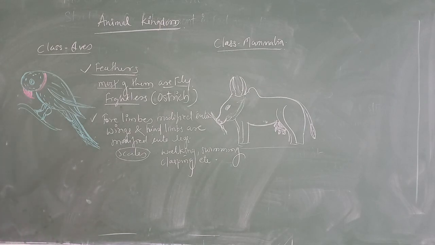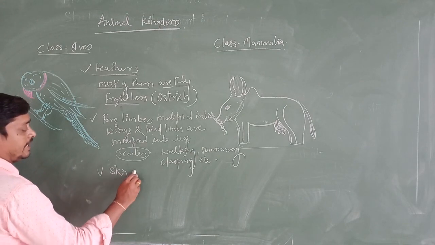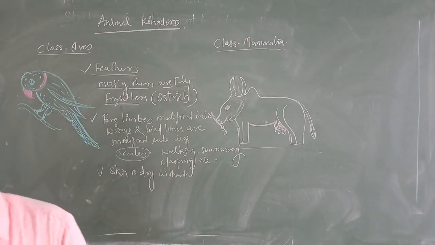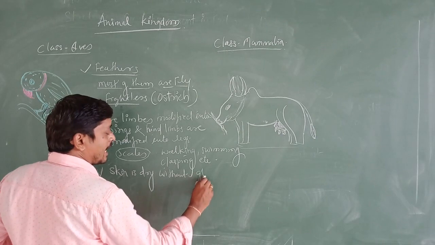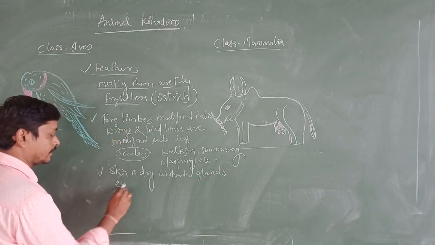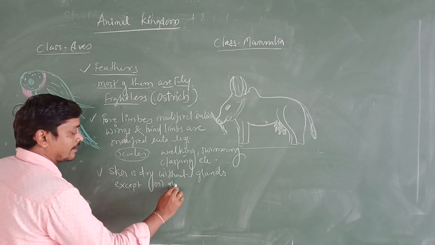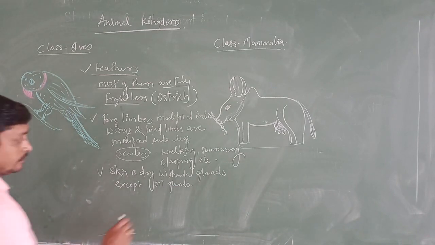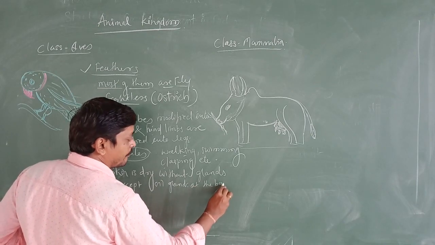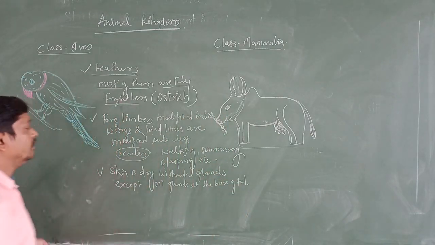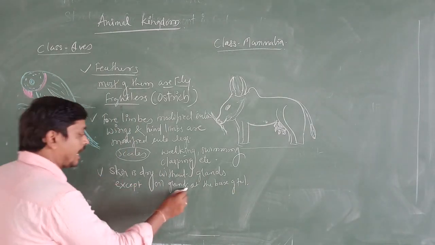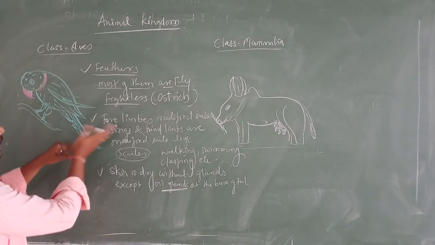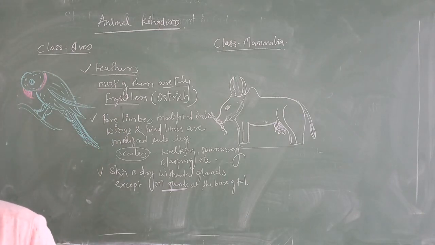Then the skin is dry. Yesterday we studied this. Skin is dry without glands, except oil glands. In the sense, the oil gland is at the base of the tail. We find only the gland named the oil gland, and it is present at the base of the tail. Apart from the base of the tail, you are not going to find any glands in the skin.